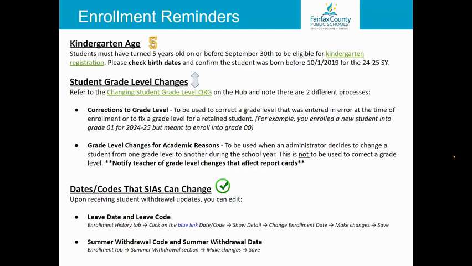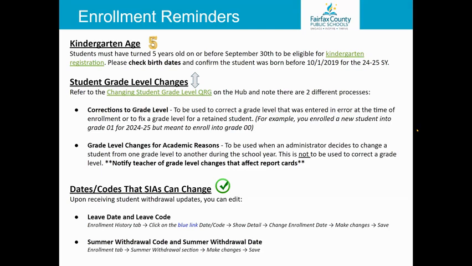The first one has to do with corrections to grade level. We're all human, so if we make a mistake, we accidentally enroll a student, for example, into first grade, and we meant to enroll them in kindergarten. Please use the steps for corrections to grade level that we have on the hub. We have it linked here on this slide.